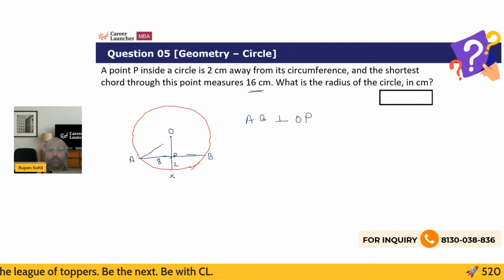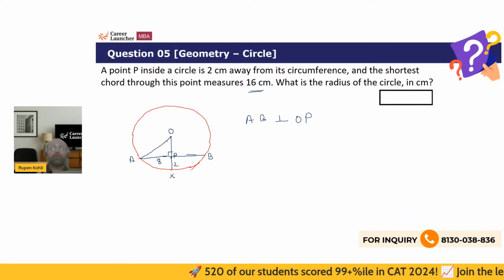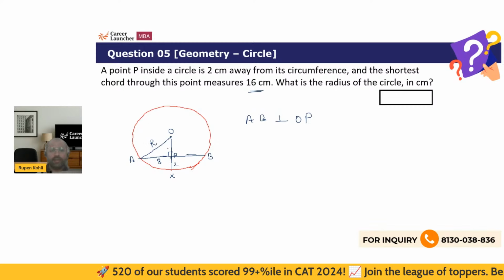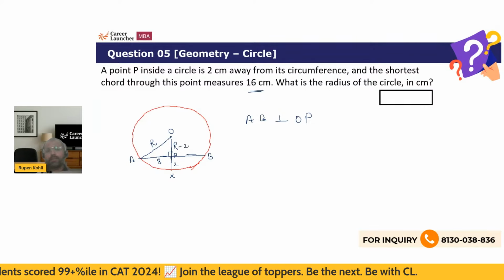Join the radial line OA, you get the right angle triangle OPA. Apply the Pythagoras theorem. OA is the radius R we are trying to find. OX is also R. So OP is R minus 2. Apply the Pythagoras theorem.